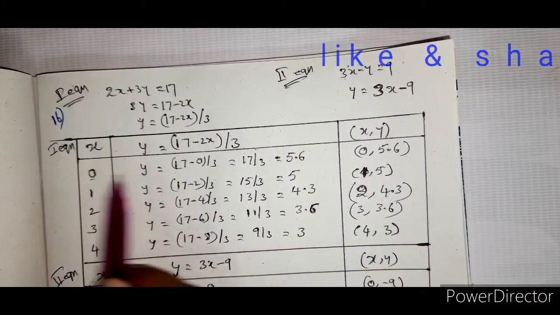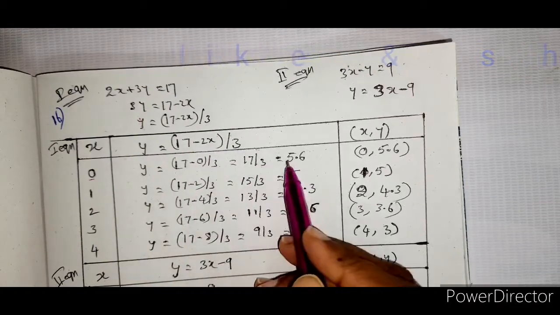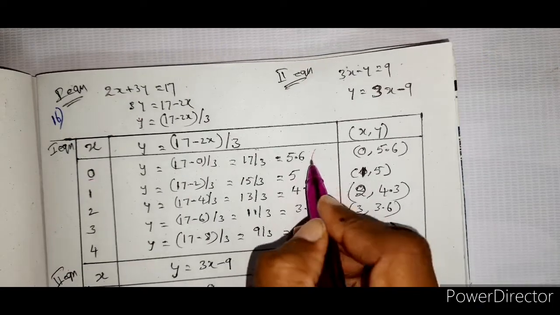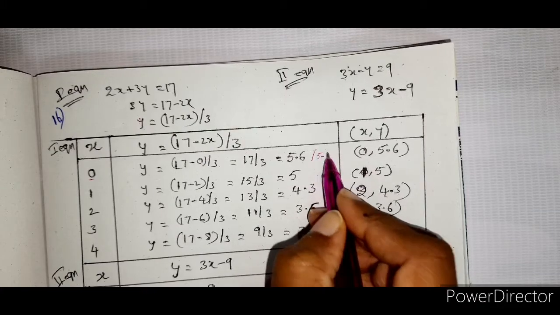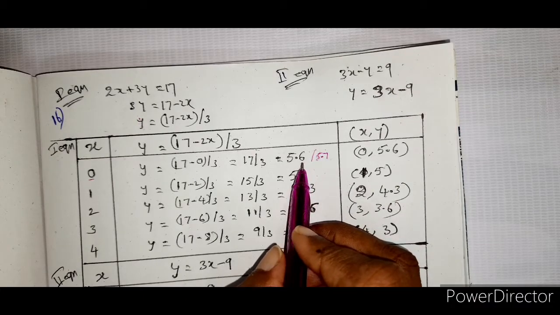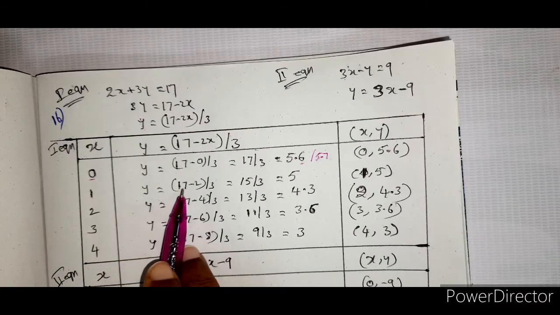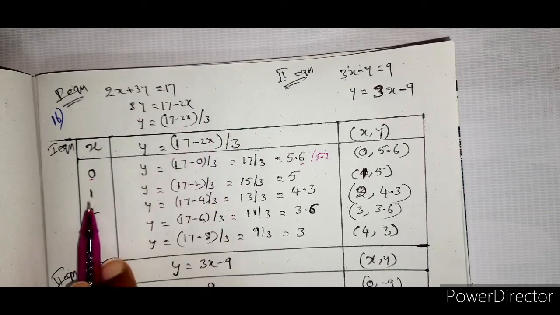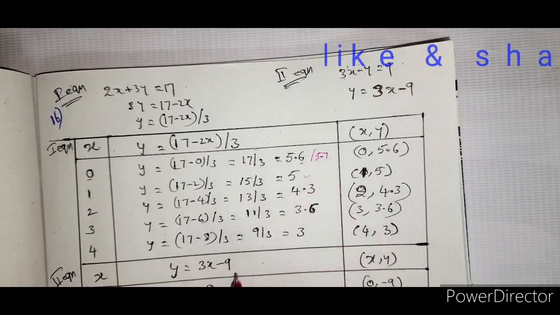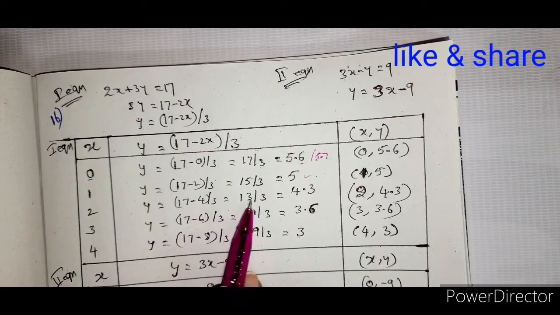Now taking x is equal to 0, y is equal to 17 minus 0 by 3, that is 17 by 3, which is approximately 5.6666. So let us take it as 5.6 or 5.7. Usually we will take it as 5.7, but if we are ending with the first decimal only, not an issue, 5.6. Now when x is equal to 1, y is equal to 17 minus 2 into 1, so 17 minus 2 is 15 by 3, which is 5. Not an issue, we got 5. Now when x is equal to 2, y is equal to 17 minus 4 by 3, 13 by 3.